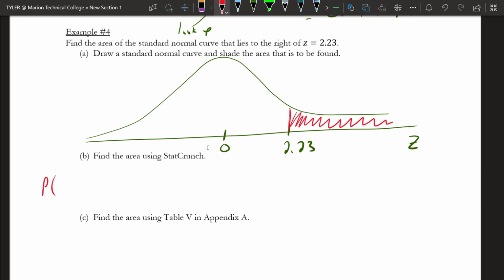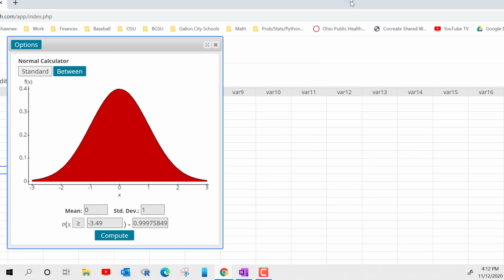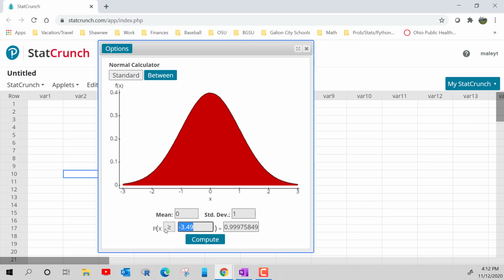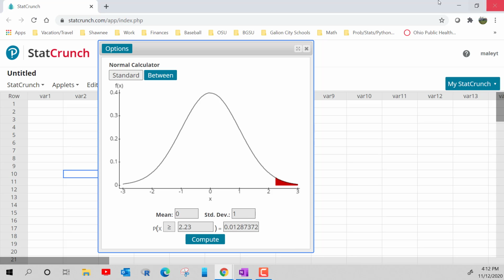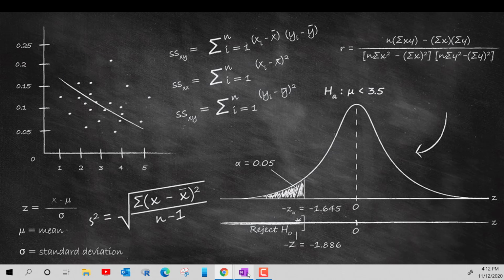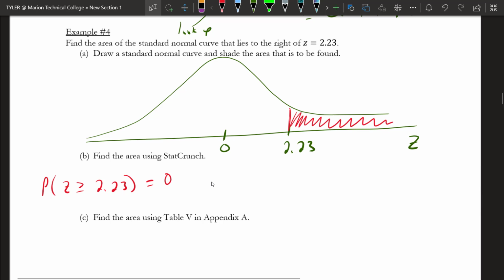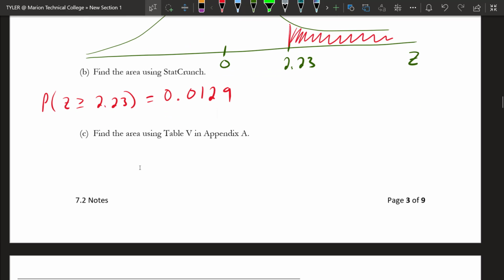So the probability that z is greater than or equal to 2.23, we can find with StatCrunch. So we change this to be 2.23, hit compute, and we get the area there. So rounding that to 4 decimal places, we get 0.0129.